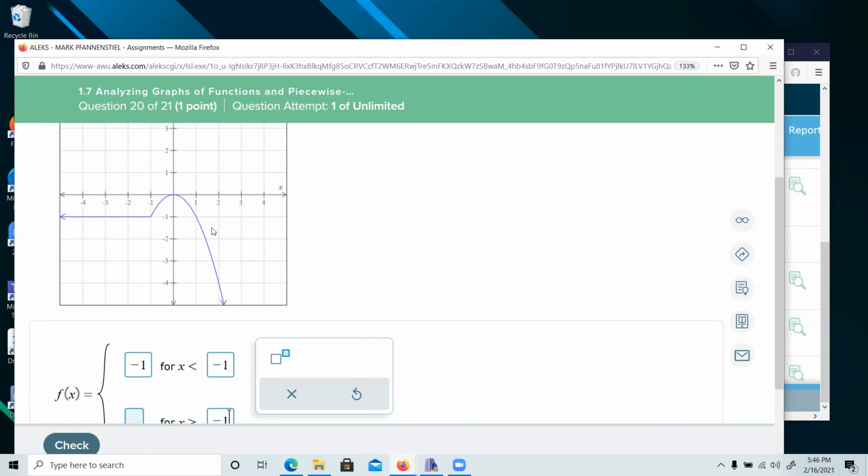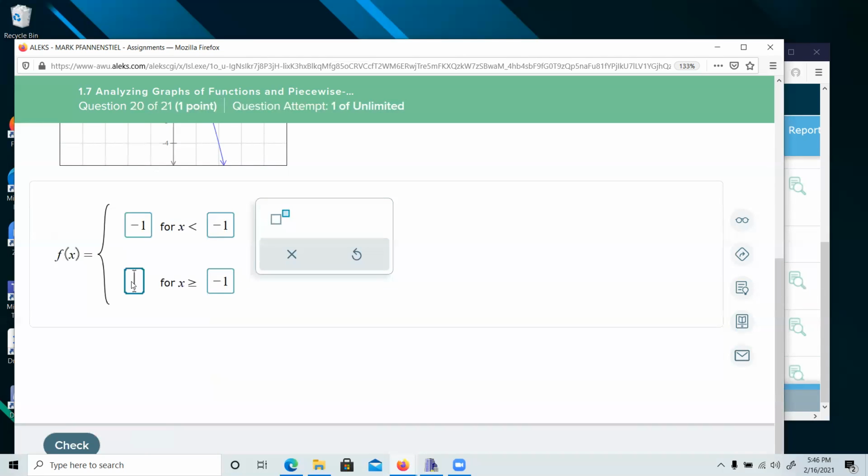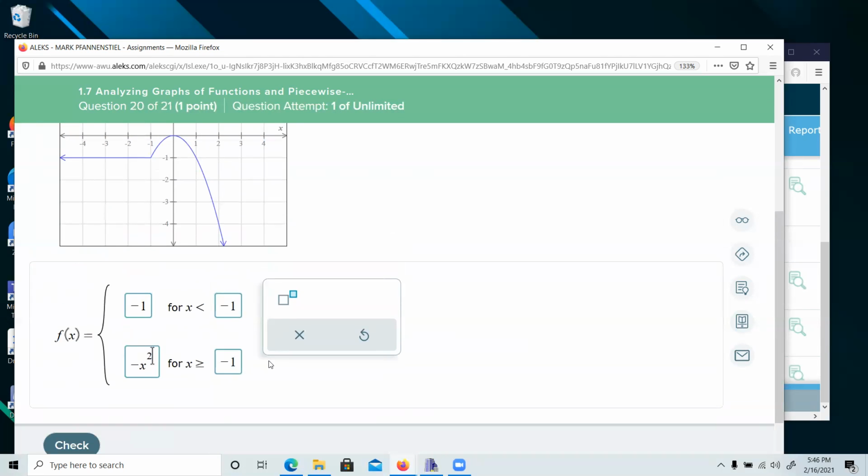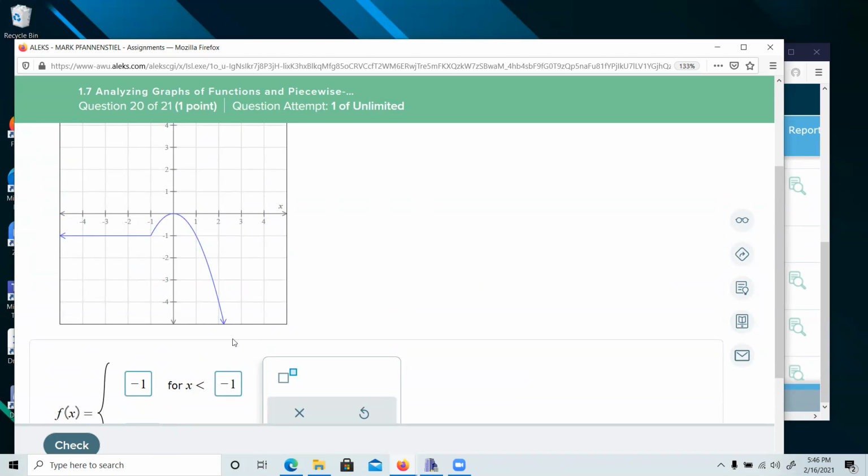And it looks like if I have a 2, we're going down to 4. It looks like -x squared. Okay. All right. So -x squared, that looks about right.